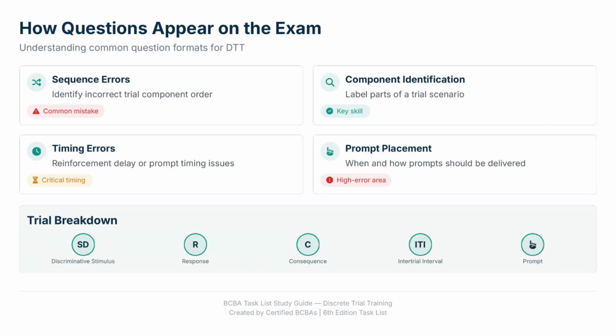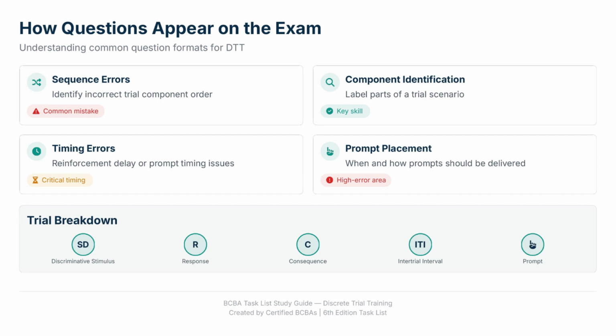Now let's connect this to how DTT appears on the BCBA exam. Most questions are scenario-based, and they often test whether you can identify errors in the trial sequence. You may be asked to label components, identify timing issues, or determine whether prompting was used correctly. The exam is not just testing definitions. It is testing your ability to analyze procedures in context.